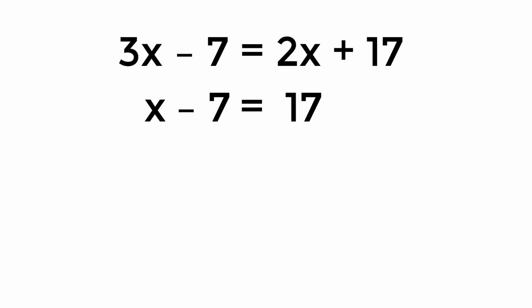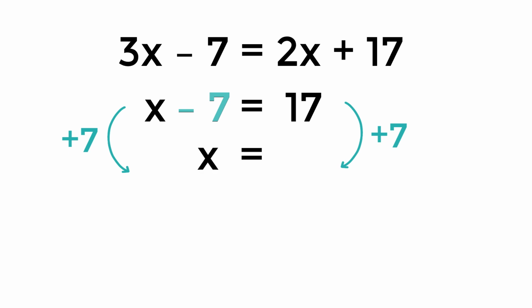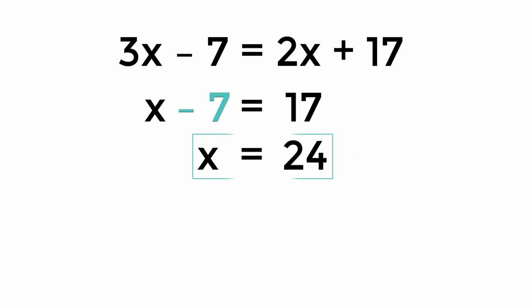Now we isolate the variable by removing the constant. The constant here is negative 7, so we add 7 to both sides. Negative 7 and positive 7 cancel out, leaving just x on the left. 17 plus 7 equals 24, so x equals 24.